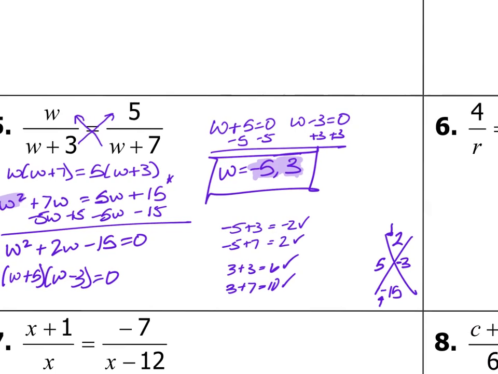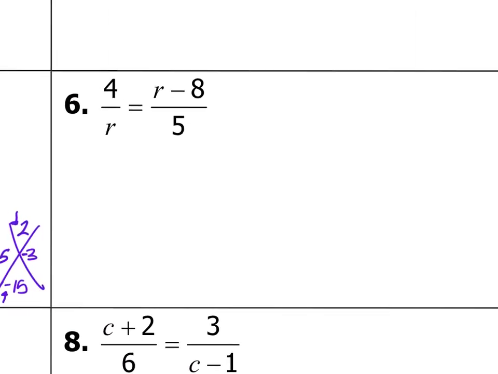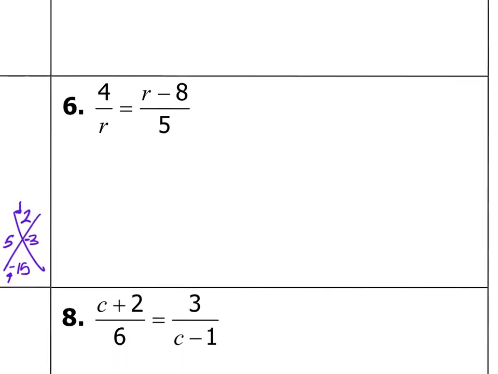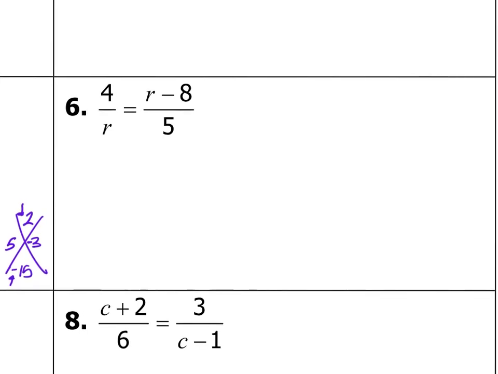So on to the next problem, number 6 here. Okay, so we're doing the same thing. Look, it's a proportion. We're going to do the same thing, cross multiply. Let's get a pencil though instead of a highlighter. Here we go. So I've got R times R minus 8 equals 4 times 5. So distribute: R squared minus 8R equals 20.